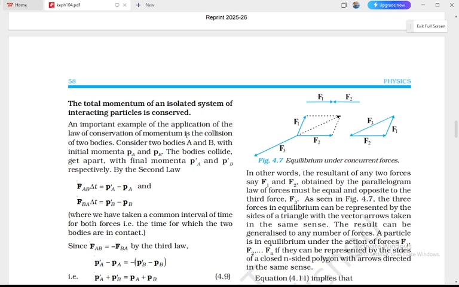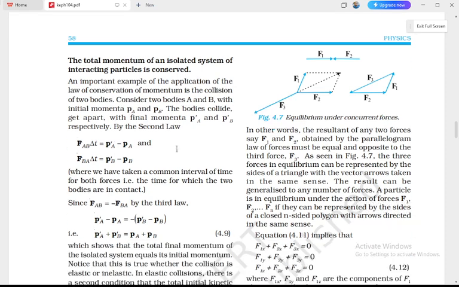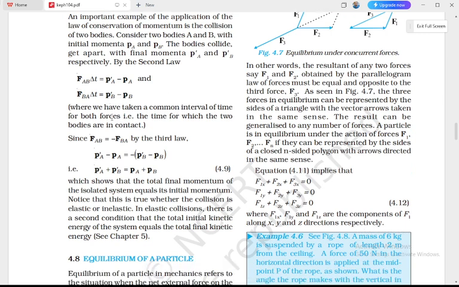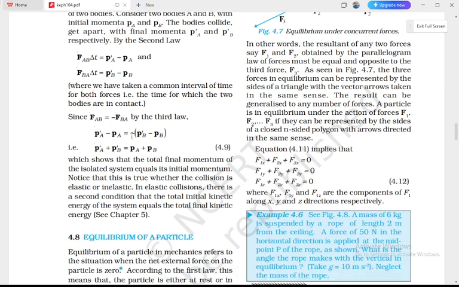An important example of the application of the law of conservation of momentum is the collision of two bodies. Consider two bodies A and B with initial momenta PA and PB. The bodies collide and get apart, with final momenta PA' and PB' respectively. By the second law, FAB delta t equals PA' minus PA, and FBA delta t equals PB' minus PB, where we have taken a common interval of time for both forces, that is the time for which the two bodies are in contact. Since FAB equals minus FBA by the third law, PA' minus PA equals minus (PB' minus PB).